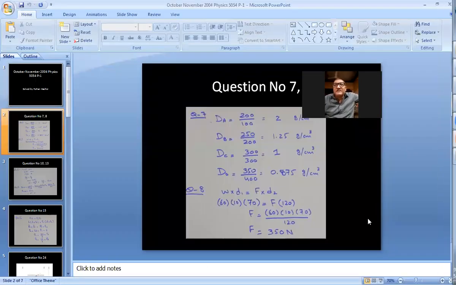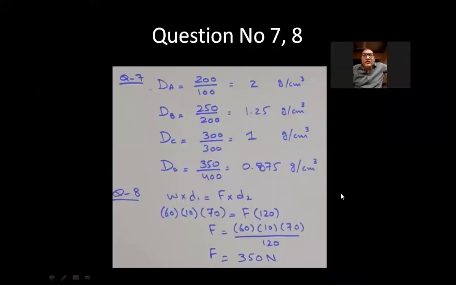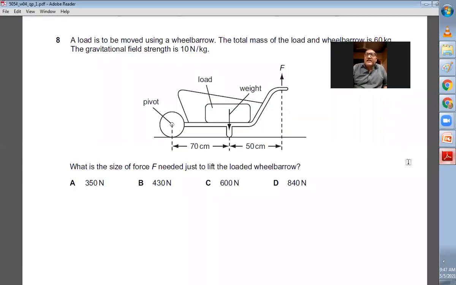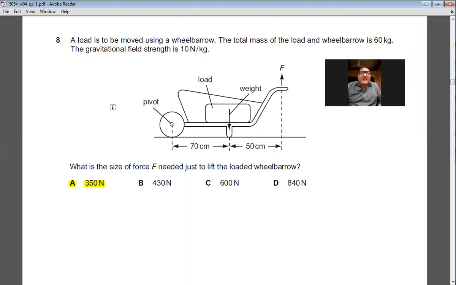Let me show you my work, and then we will see. The clockwise moment is equal to the anti-clockwise moment. Weight multiplied by distance 1 equals force multiplied by distance 2. So 60 multiplied by 10, because I converted the mass into the weight, W equals mg, multiplied by 70 equals F into 120. So F equals 60 multiplied by 10 multiplied by 70 divided by 120, and the final answer F is 350 Newton. I hope you have understood this question. So let's check, 350 Newton. A is the choice. Question number 8, A is the right choice.